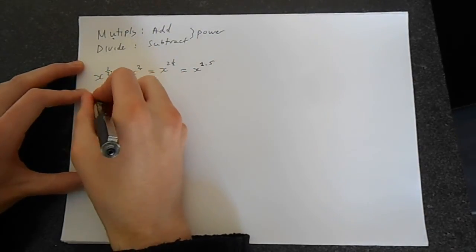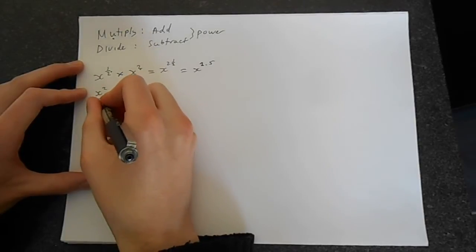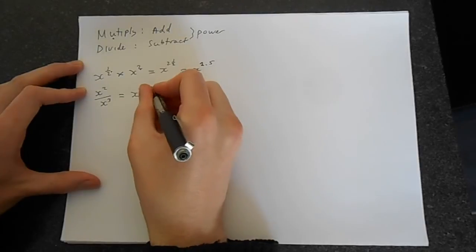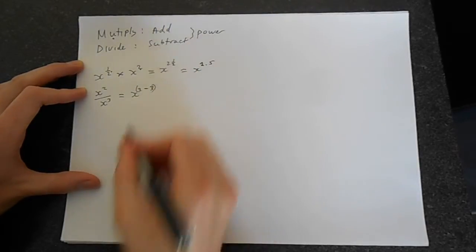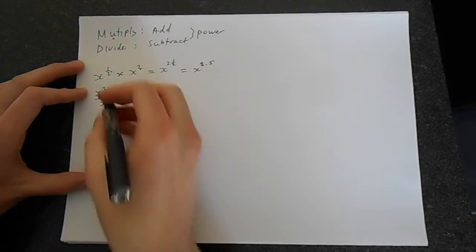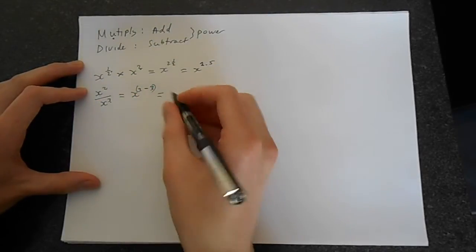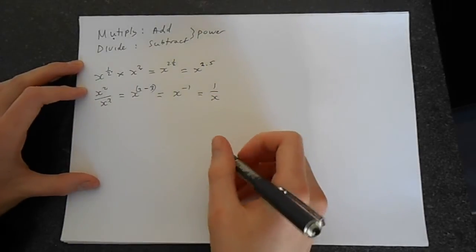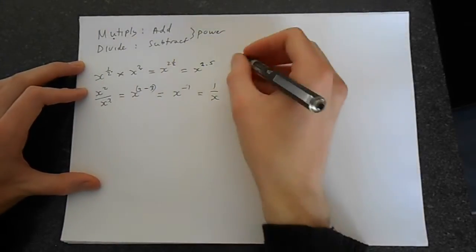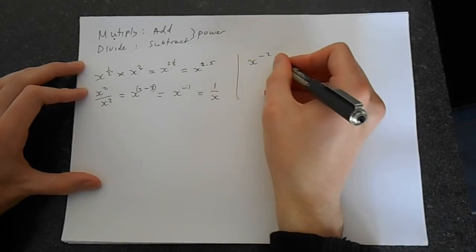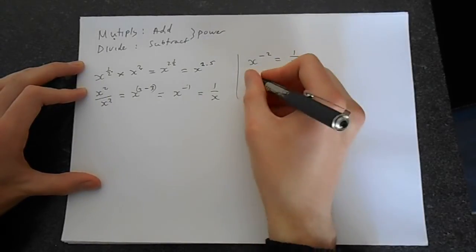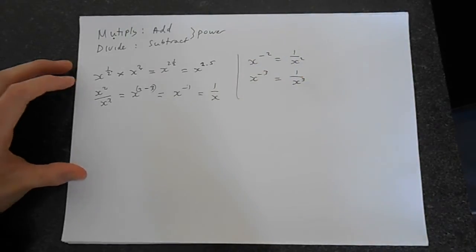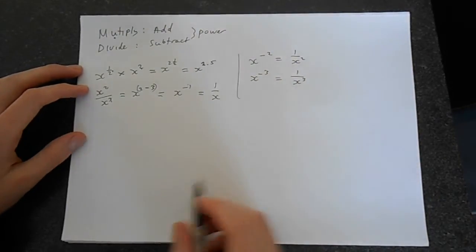Now let's move on. Let's say we've got x squared over x cubed. So that's x to the 2 minus 3, and then that is x to the minus 1. And you should know that that is 1 over x. When you've got a negative power, it goes in the bottom. For example, if you've got x to the minus 2, that's the same as 1 over x squared. X to the minus 3 is the same as 1 over x cubed. Nice and simple. You see the pattern.